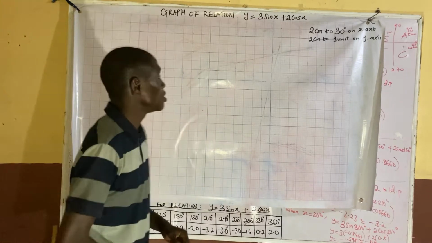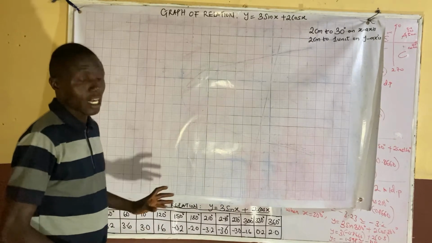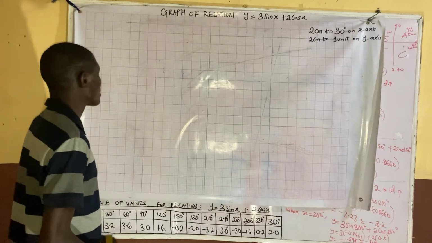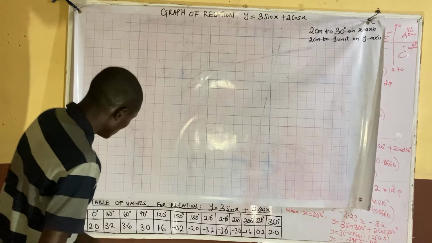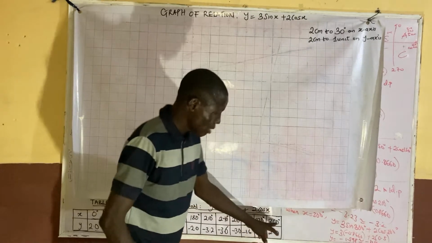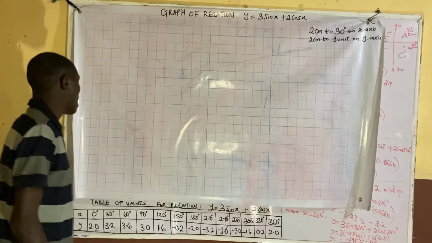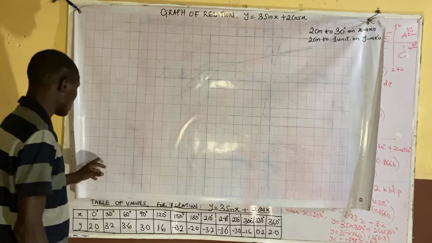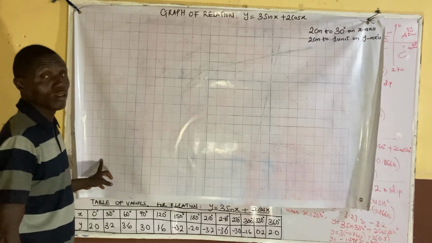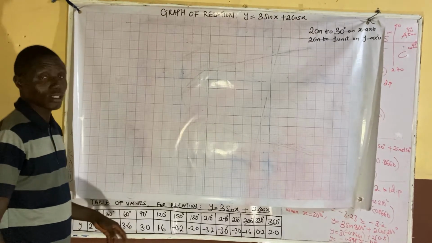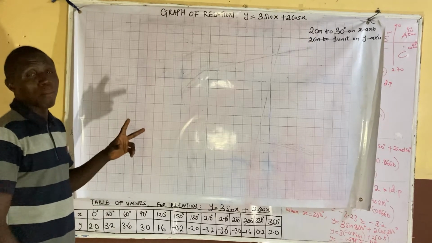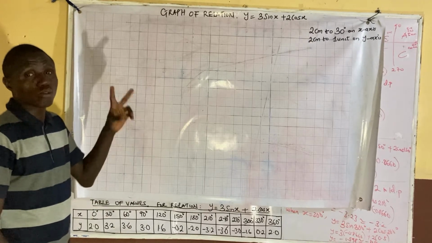Now the next thing is to draw the vertical and the horizontal line, that is the y-axis and the x-axis. Remember that in our x-axis the highest value we have here is 360 degrees. If I start counting from here, will I be able to have 12? Because 12 times 30 will give me 360 degrees. Am I going to have 12 two-centimeter boxes?